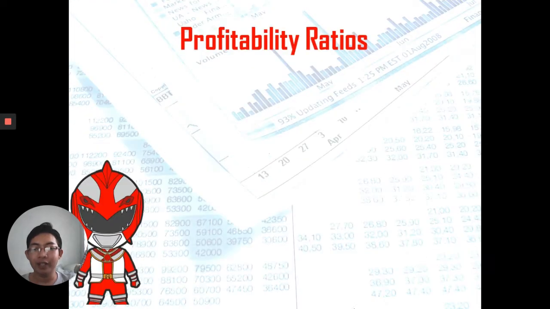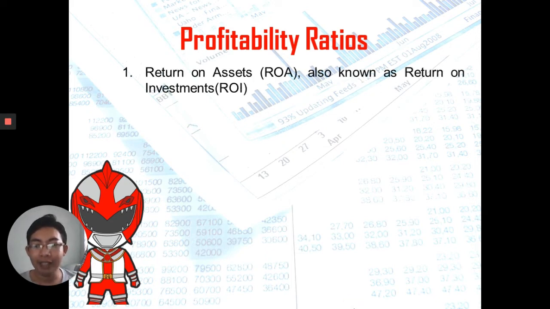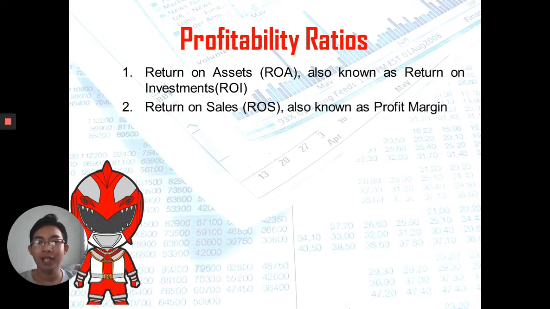Now, let's go to the Red Ranger or the profitability ratios. Ito yung madalas na tinitingnan ng mga investors kung gaano ba ka-profitable yung isang business. In here, we have your return on assets or ROA, which is also known as your return on investments or ROI. Then we have the return on sales or the ROS, also known as profit margin. We have what we call the DuPont formula. Okay, the DuPont formula will help you compute your ROI or your return on investments.